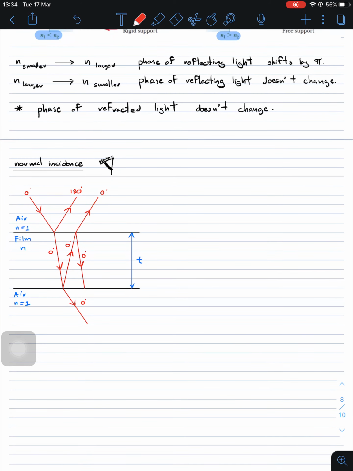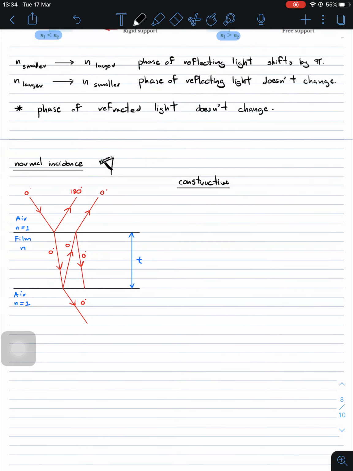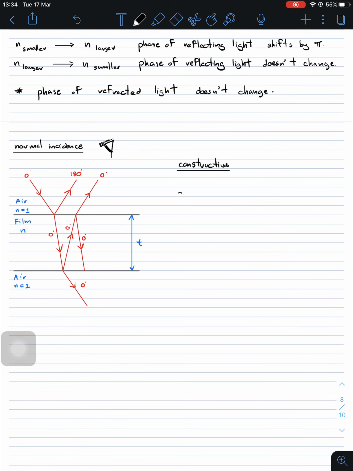So we want to find the constructive interference. Let's consider the constructive interference. In this case, the path difference between these two light rays equals this length, so it's going to be equal to 2t, and then it must be equal to a multiple of the wavelength. But if lambda is the wavelength in the air, it means that the wavelength of the light inside the film equals lambda over n.